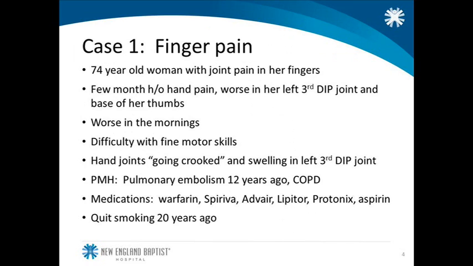The first case that I'd like to present is a 74-year-old woman with joint pain in her fingers. She reported a few-month history of hand pain that was worse in her left third distal interphalangeal joint and also at the base of her thumbs. Her symptoms were worse in the morning. She had difficulty with fine motor skills, such as opening jars and buttoning her clothes. She had noticed that her hands were going crooked, and she had swelling in her left third DIP joint.